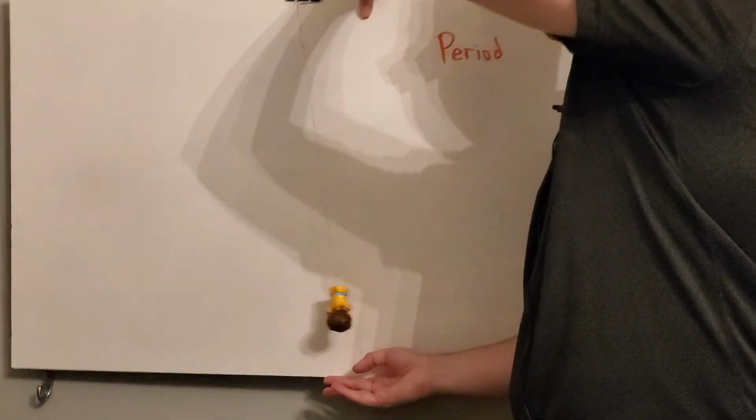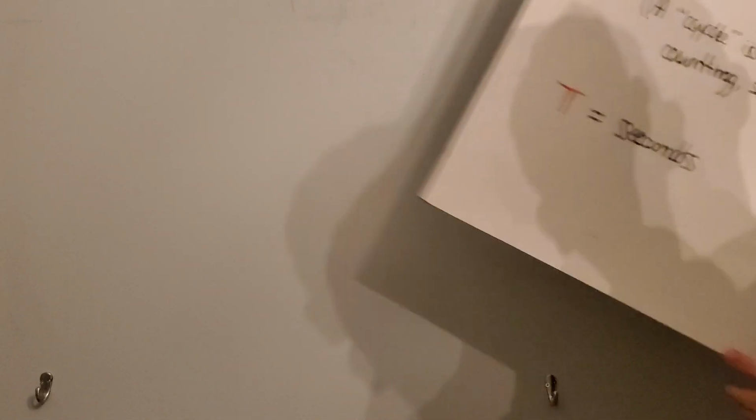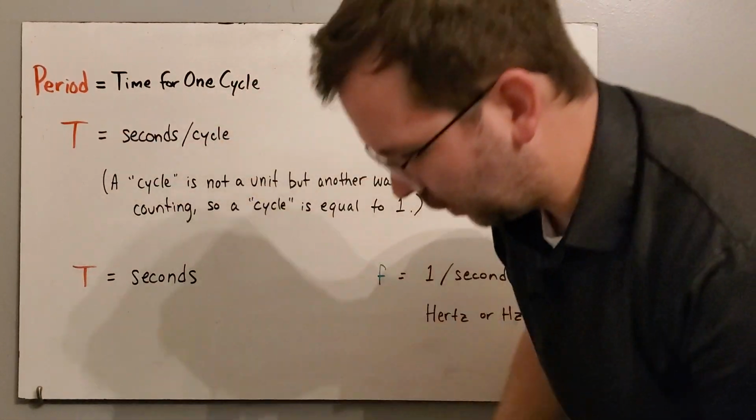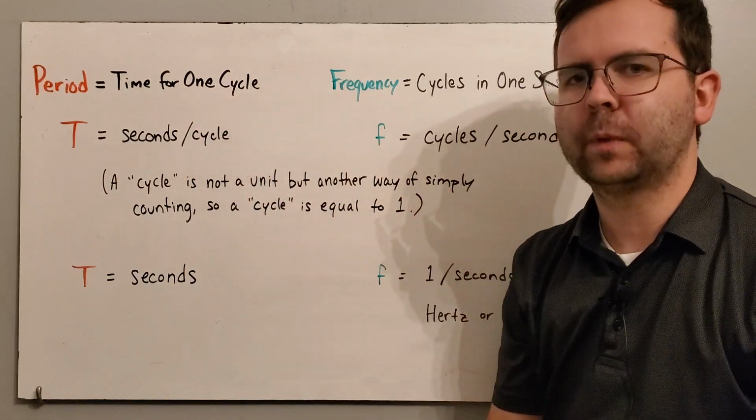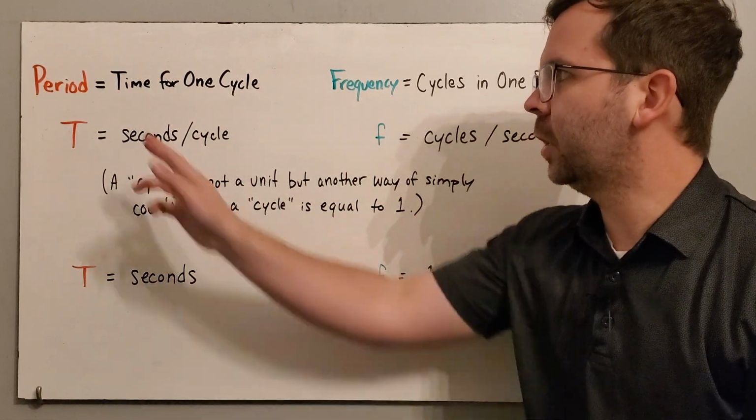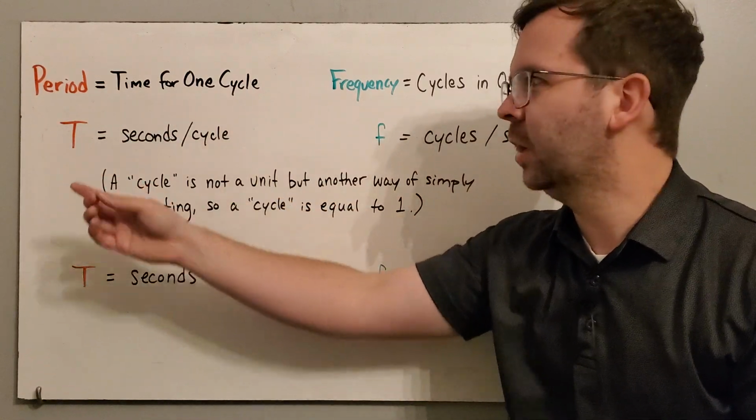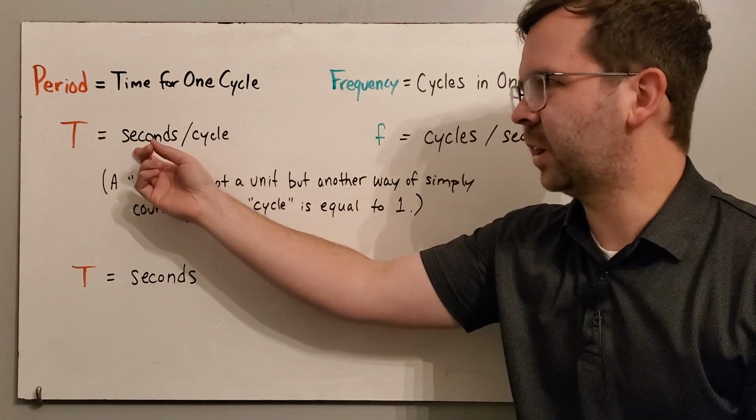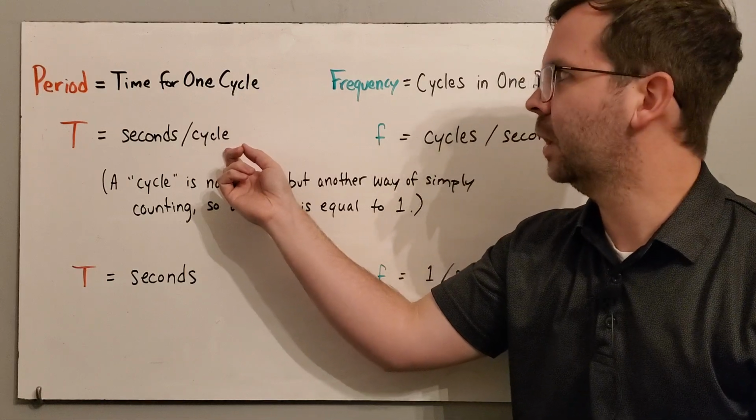So let's get a little bit more specific with period and frequency. I'll show you their definitions here, written in a few different ways. So period, let's start here, is the time for one cycle in waves. And for period, we use the capital T. Again, it has to do with the time. So the capital T for period, and it's how many seconds happen per cycle. So seconds per cycle would be the period.